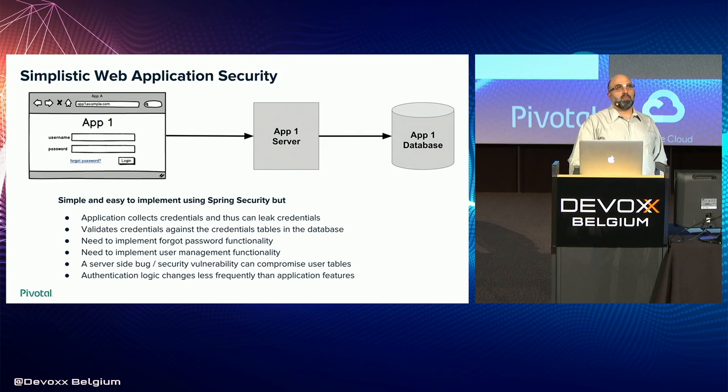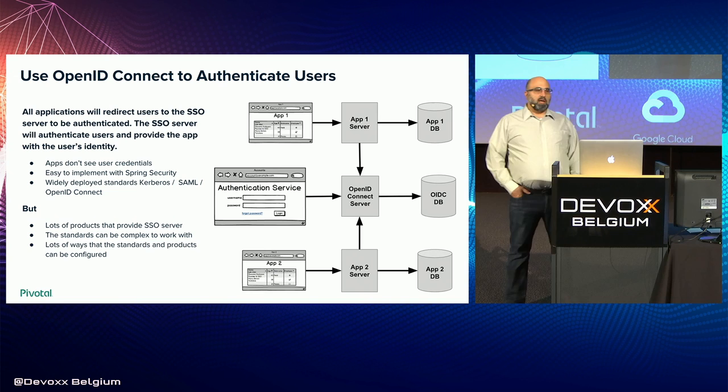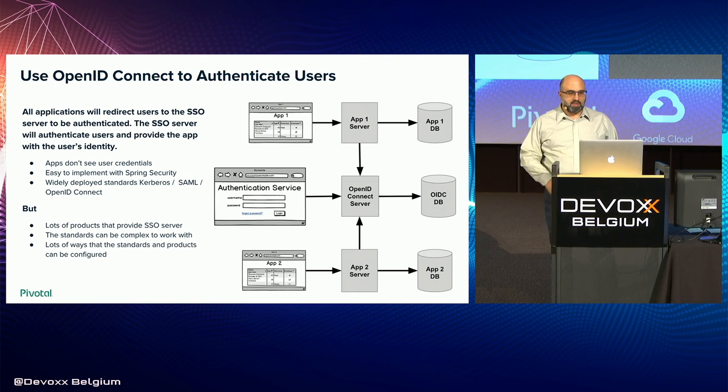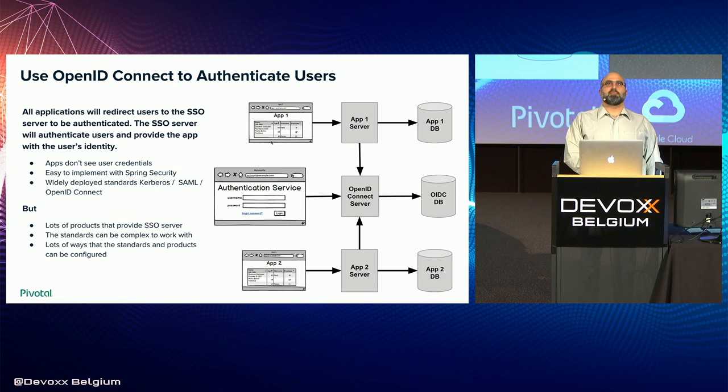There are better alternatives. What we would want to do is something that uses OpenID Connect and/or an SSO server. In this example, can you guys see my mouse moving around when I move it here, or is there a lag? All good? Okay, perfect. So we've got our app one. It's got its own app server implementing it. It's got its own database. But when we want to log in, we redirect people to our OpenID Connect server, where they're going to be presented with the login screen.